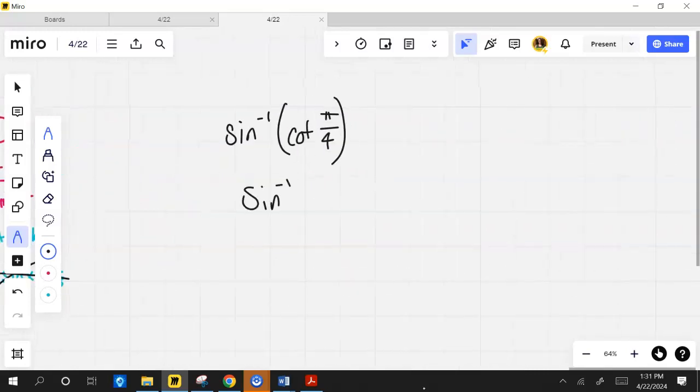So it's inverse sine of 1, or arc sine. If you see that, it means the same thing. So where is sine 1?